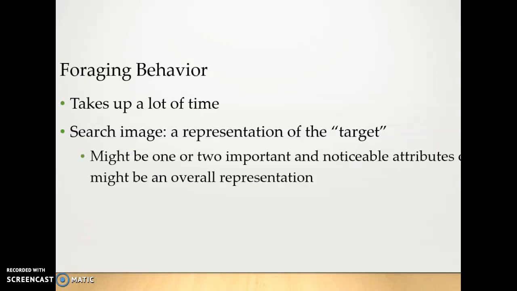So it's thought that this search image might be either something that is really salient, something that's important, something that's noticeable, something that just pops out. So it might be a color, it might be a shape, it might be a sound that it makes.